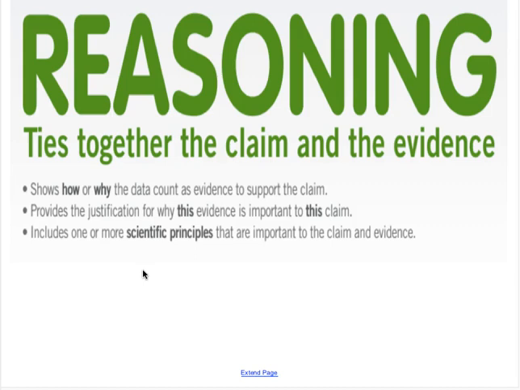Now, you want to use scientific principles whenever possible. If you don't have scientific principles provided to you, you want to use scientific reasoning. So we study a lot of things in class, and usually our CERs are related to class, but you have to have reasoning for why things support the claim. You can't just say, well, it supports the claim. Why? Because I think so. Well, you have to have explanations as to why.